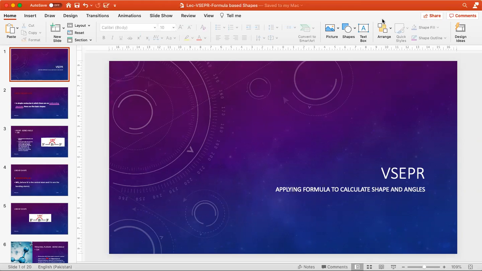Now, VSEPR models are actually based on the concept that electrons around a central atom will configure themselves to minimize repulsion, and that actually dictates the geometry of the molecule, and this is very important. Further, it can also predict the shape of nearly all compounds that have a central atom, as long as this central atom is not a metal. And each shape has a name and an idealized bond angle associated with it.